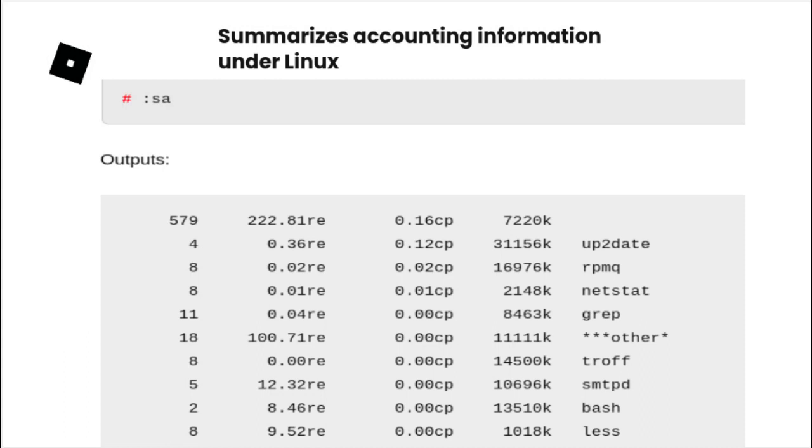For example, running the sa command outputs the following. Take the example of the first line: 40.36re, 0.12cp, 31156k, up2date. Here, 40.36re is real time in wall clock minutes. 0.12cp is the sum of system and user time in CPU minutes. 31156k is CPU time averaged core usage in 1K units. up2date is the command name.